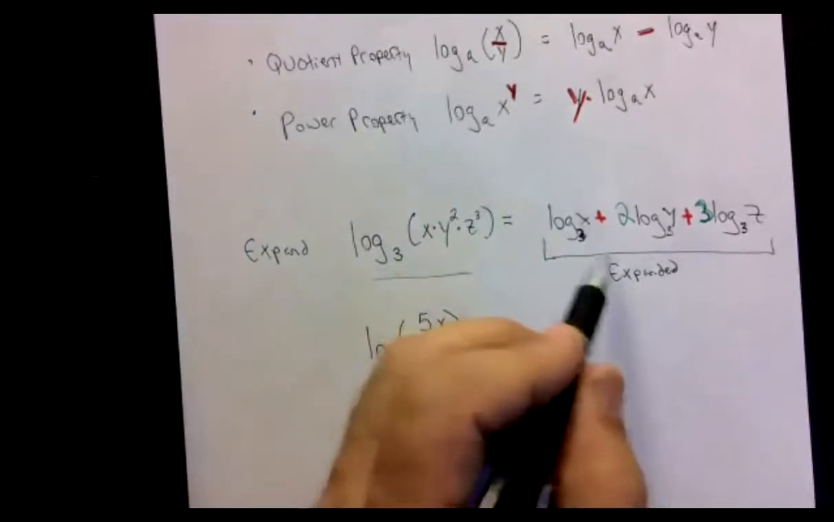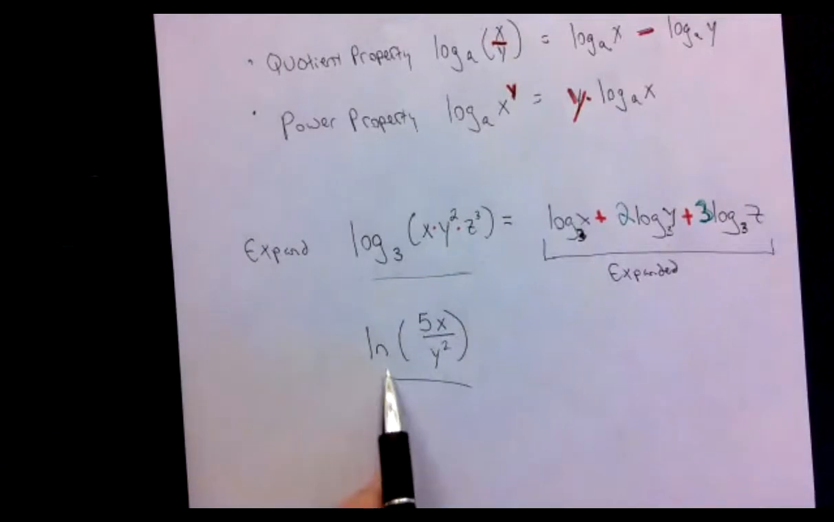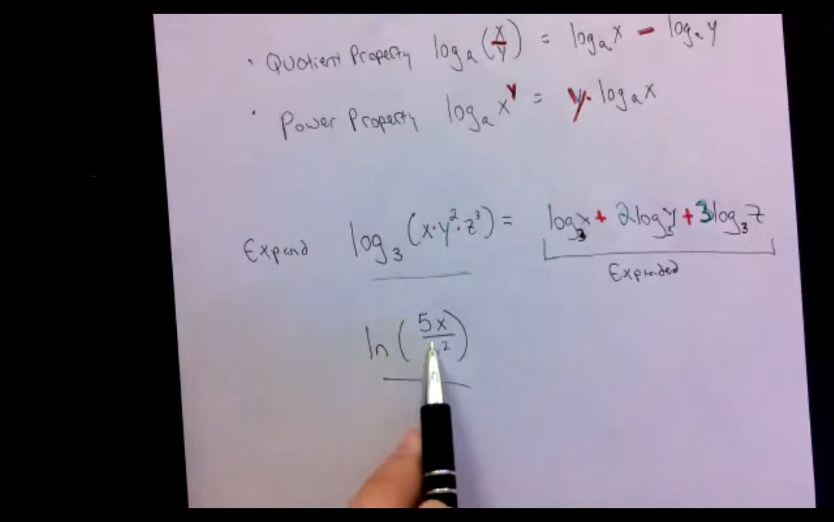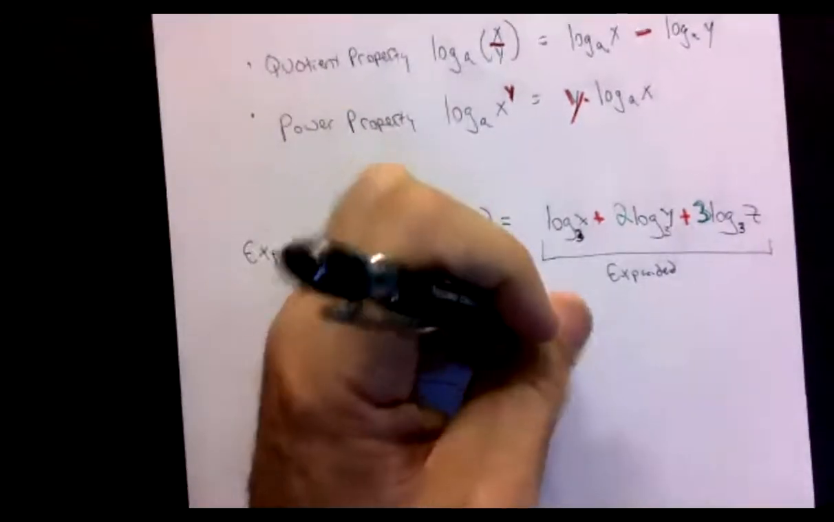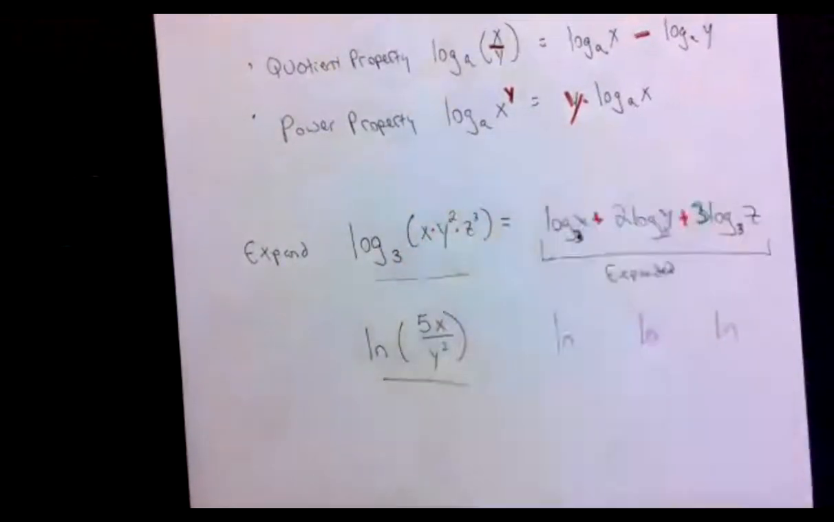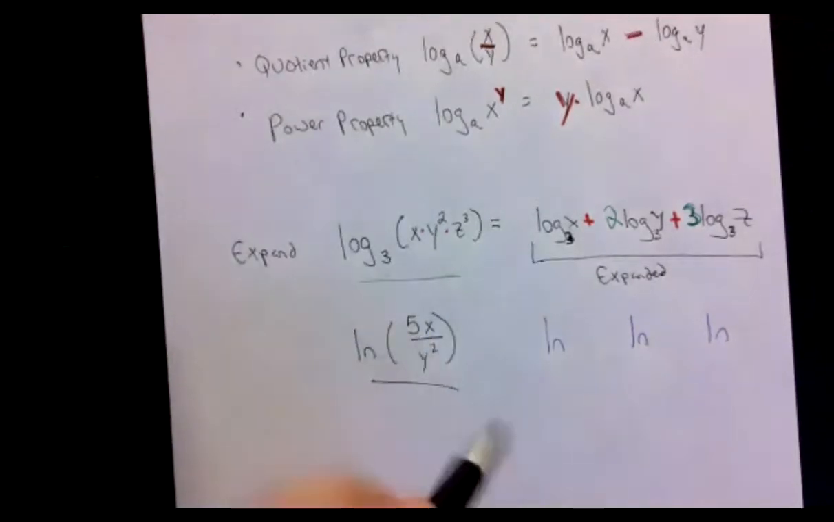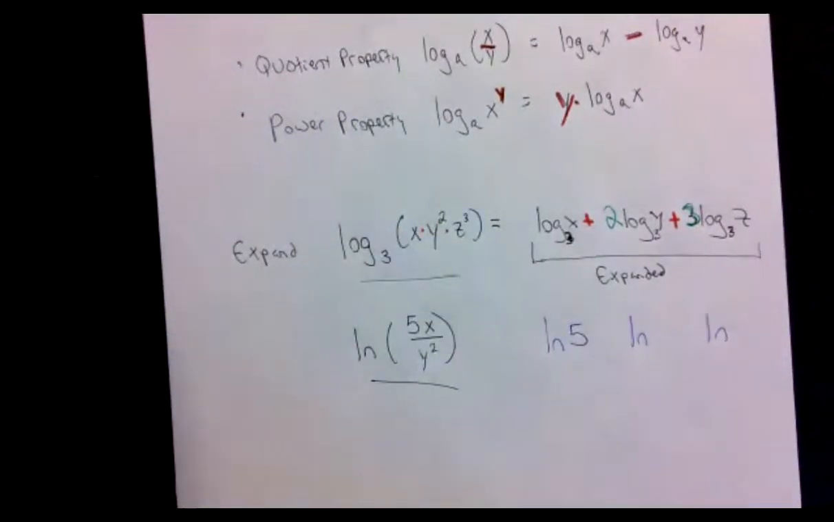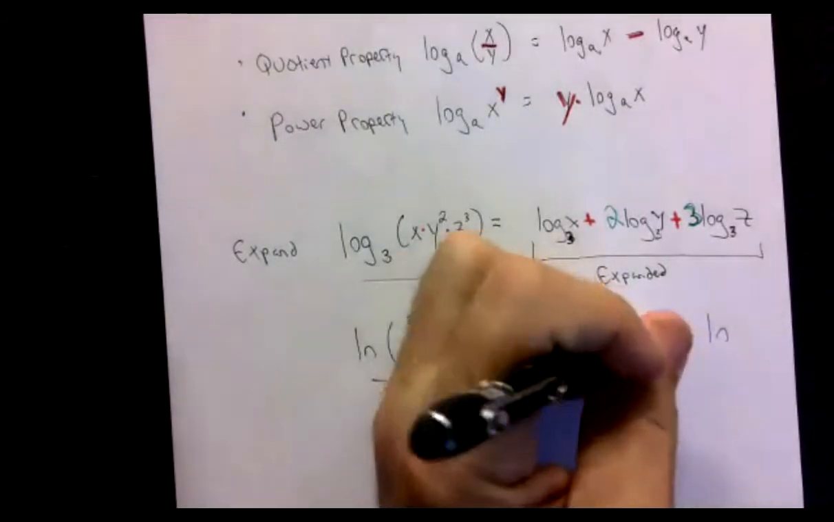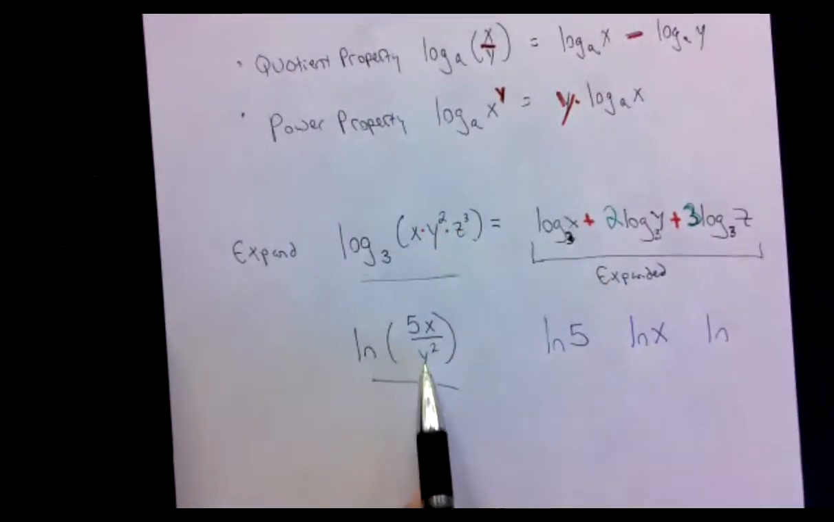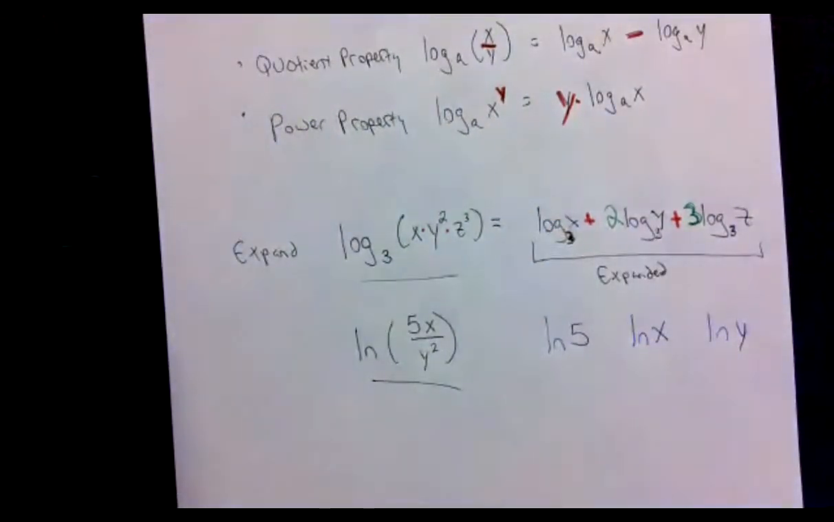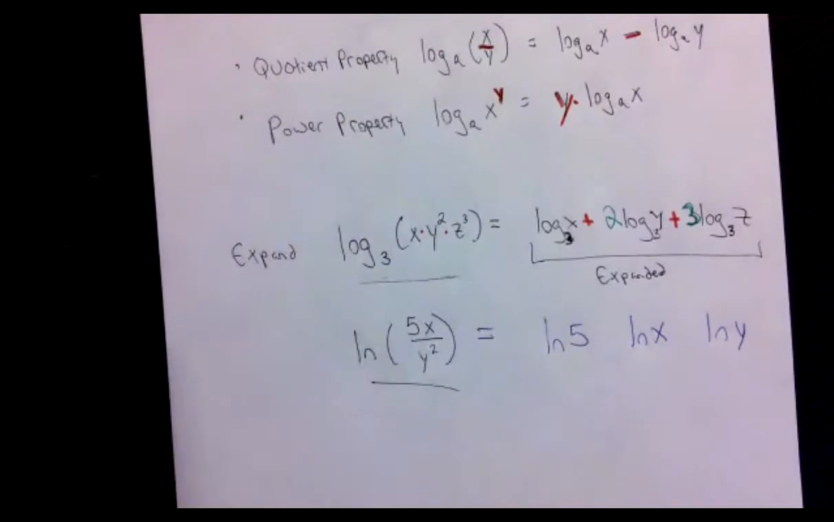Okay, so whatever the sub number is, make sure you keep that with all the logs. If you have a natural log, there's no sub number. It's e, it's implied, we don't mess with it. But again, 3 terms here, so we're going to have 3 logs. We're going to have one for the 5, one for the x, and one for the y. So again, in this case, each term gets its own log.